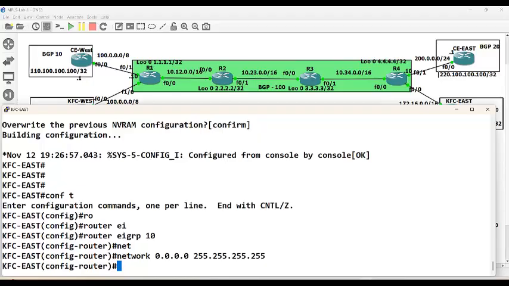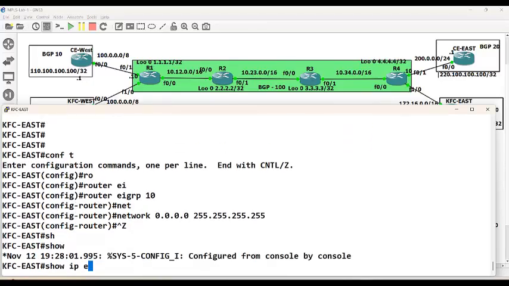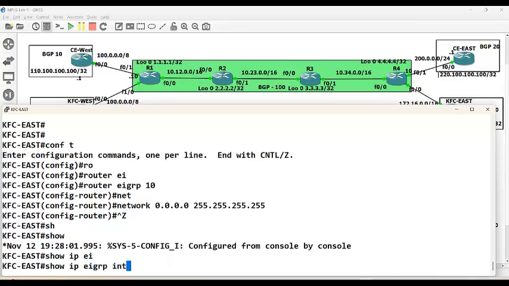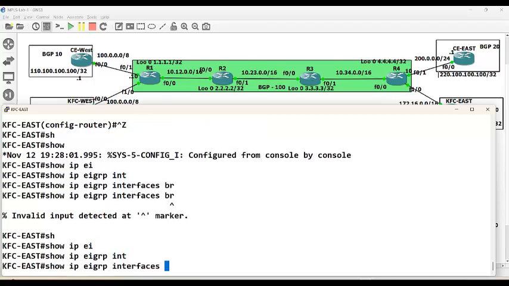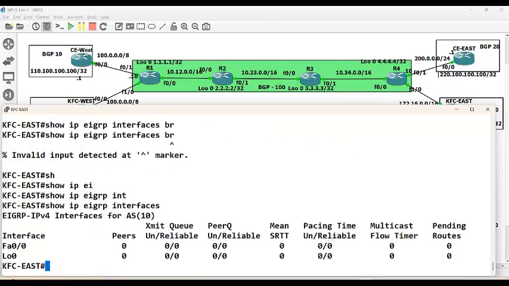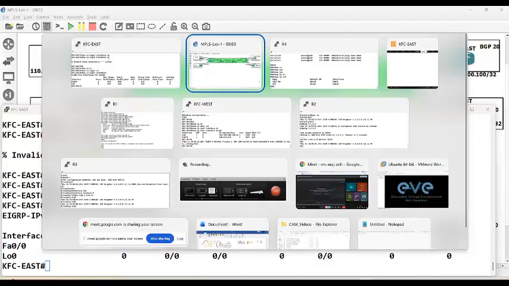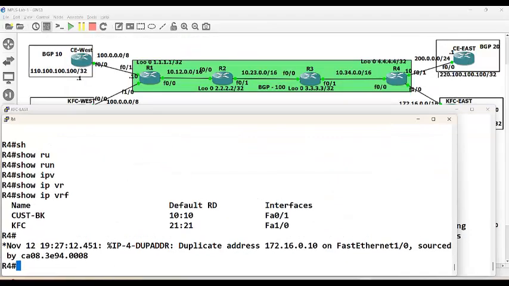Okay, why has the neighborship not come up? I'm wondering why. Show IP EIGRP interfaces. Okay, autonomous system 10, it's running.